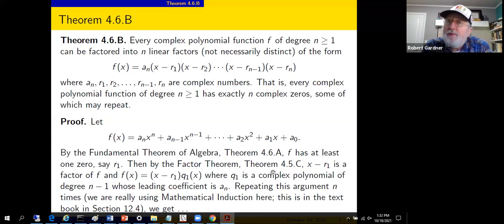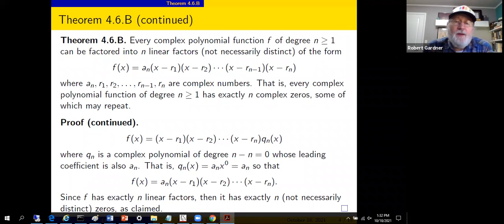So r1 is a root, or zero, of the polynomial. Then x minus r1 is a factor. Factor it out, produce this quotient, that's the symbol q sub 1 of x, an n minus 1 degree polynomial. By the fundamental theorem of algebra, Theorem 4.6.a, q1 has some root, r sub 2. So what we're going to do is repeat this argument. Strictly speaking, we're using something called mathematical induction. It's explained later in the book. But there's an r sub 2 that's a root of q sub 1. And so we can factor q sub 1 as x minus r sub 2 times a q sub 2. Q sub 2 has a root, r sub 3, so we can factor out an x minus r sub 3, and continue this process.